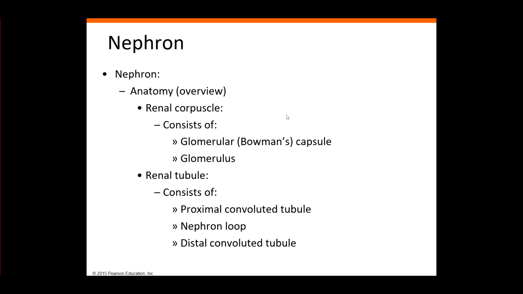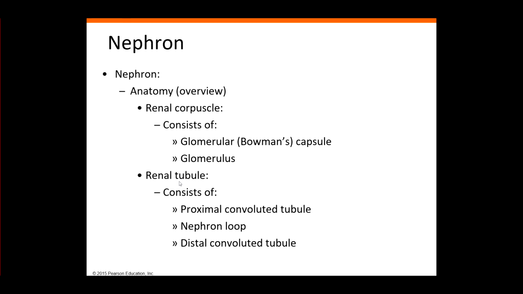So let's take a look at the anatomy of the nephron. This is an overview slide. We're going to break the nephron down into two parts, the renal corpuscle and then the renal tubule. Each one of these has multiple parts. For instance, the renal corpuscle has two parts. Something known as the glomerular capsule is what we used to call Bowman's capsule. Many people still do, so I think you should know both names, glomerular capsule as well as Bowman's capsule. And then the glomerulus. Both of these structures are part of the renal corpuscle.